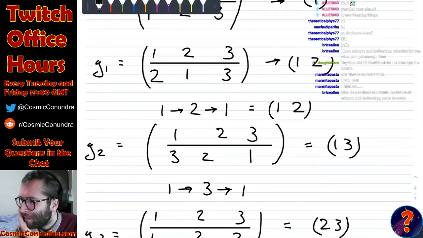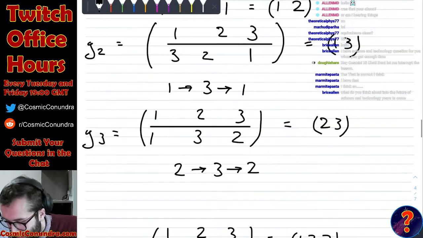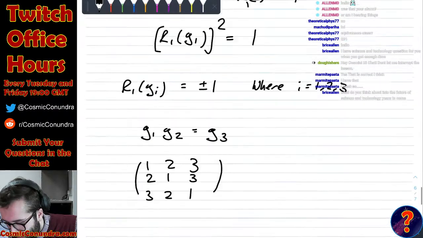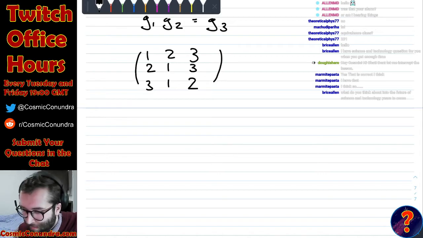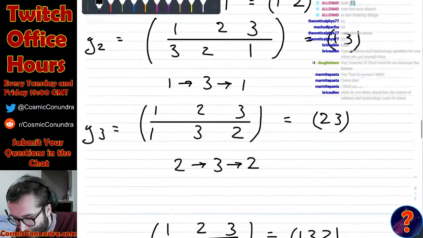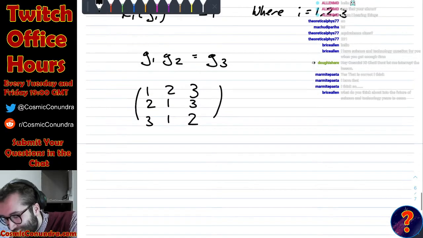Wait, G1, then G2. So 1 goes to 2, so then we get 2, 1, 3. Then 1 goes to 3, so that means we should have 3, 1, 2. That's not what I wrote down. No, we should have 3, 1, 2. Okay, so let me write that down again, what we did. Sorry, I'm dancing around a lot. I shouldn't be. So let's try again.